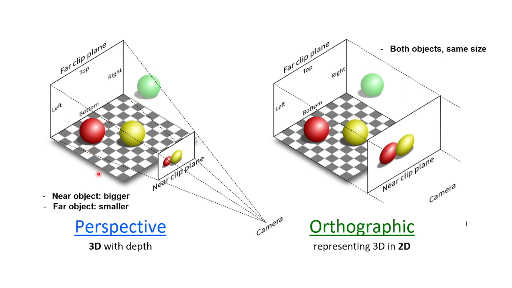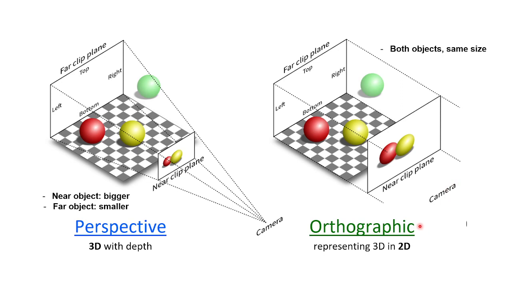So in the perspective camera, you can see there are near objects and far objects. The near object is the object that is near to the near clip plane. The far object is an object that is near to the far clip plane. In this case, we can see the yellow object is bigger than the red object. So it has 3D with depth. We can see it looks like 3D, a 3D object with depth. It has depth. So this is a perspective.